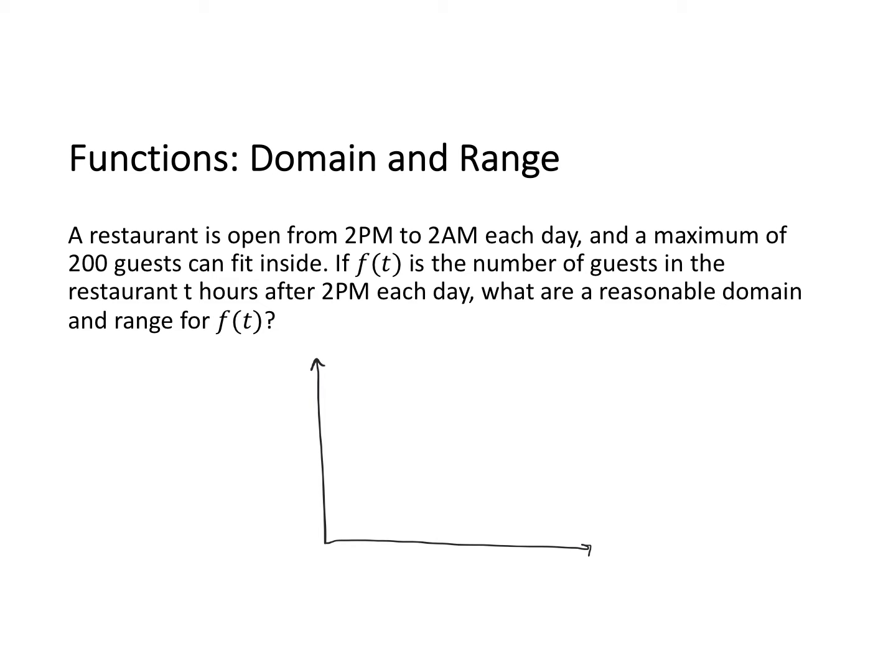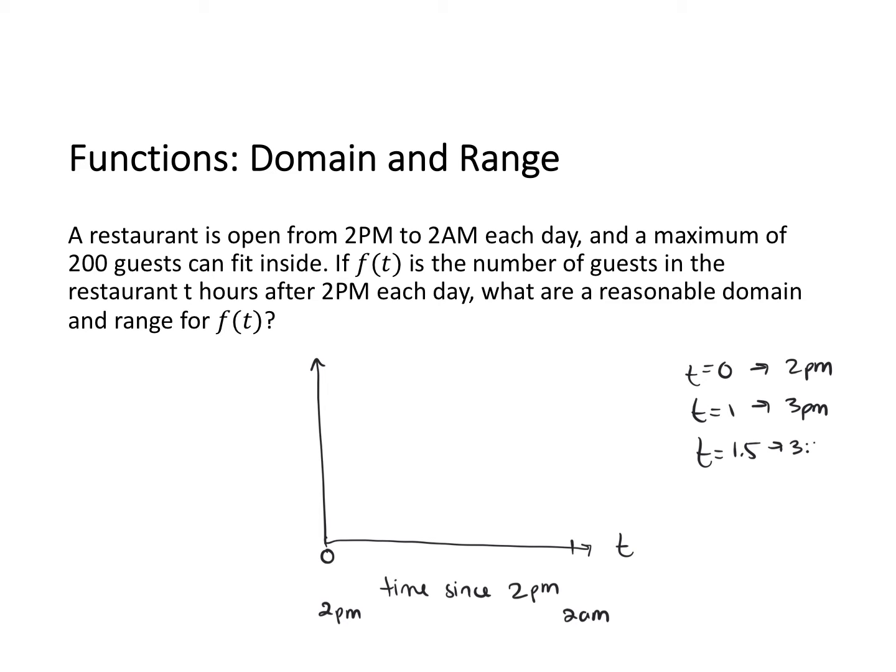So here our input value is on the horizontal axis, and the input value in this particular problem is time. So time since 2 p.m. So that's when the restaurant opens. It opens from 2 p.m. and it closes at 2 a.m. So typically when you have time and it's given like time since a certain amount, you want to convert it to a t value. So at 2 p.m., we'll say that's when t equals 0. So t equals 0 is 2 p.m. And then if t is 1, then we're looking at 3 p.m. And if t is 1.5, then that's 3:30 p.m., etc. Okay, so when t is 12, then that's 2 a.m.